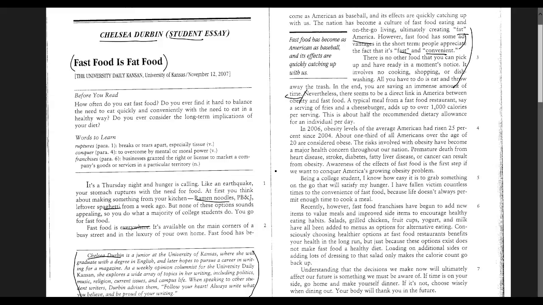Nevertheless, there seems to be a direct link in America between obesity and fast food. A typical meal from a fast food restaurant, say a serving of fries and a cheeseburger, adds up to over 1,000 calories per serving. This is about half the recommended daily allowance for an individual per day. In 2006, obesity levels of the average American had risen to 25% since 2004. About 1/3 of all Americans over the age of 20 are considered obese. The risks involved with obesity have become a major health concern throughout our nation. Premature death from heart disease.